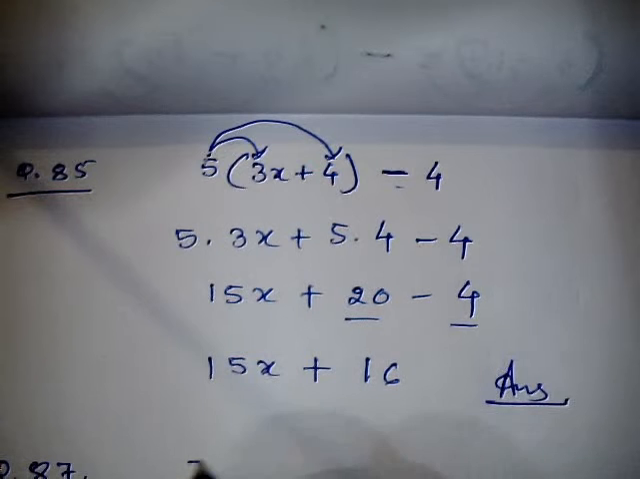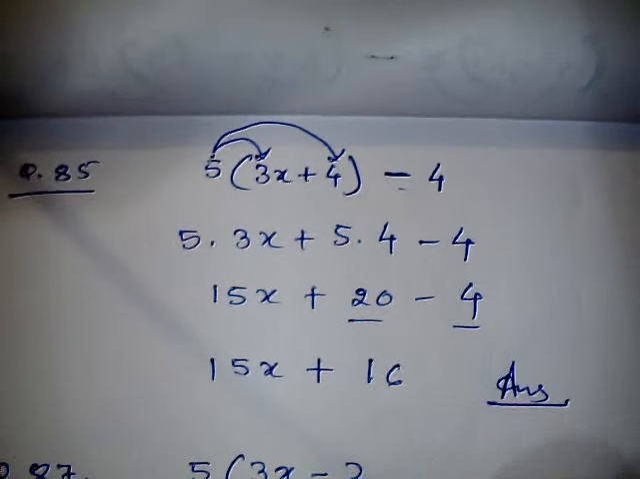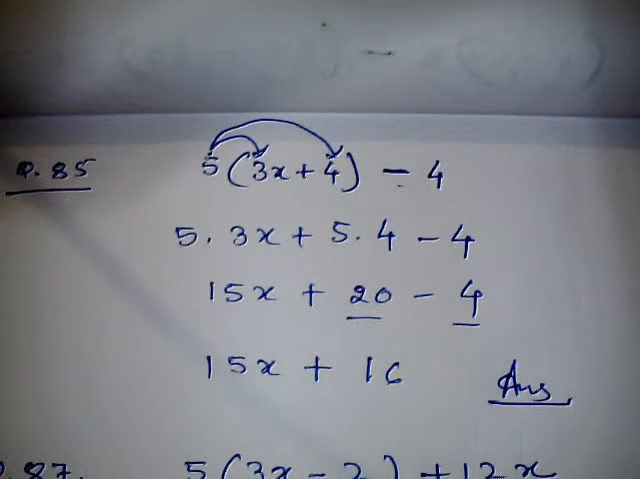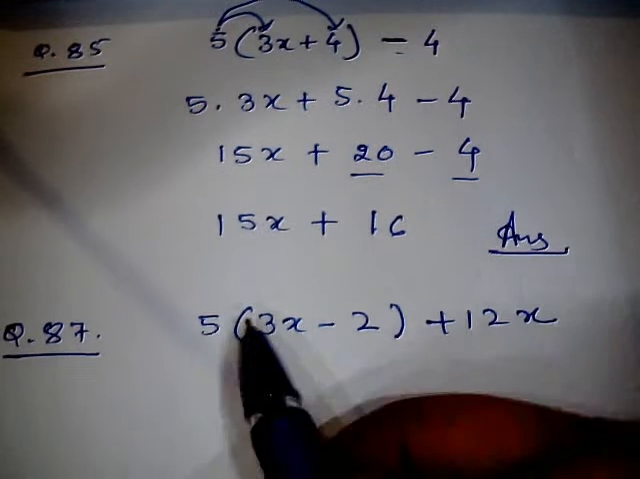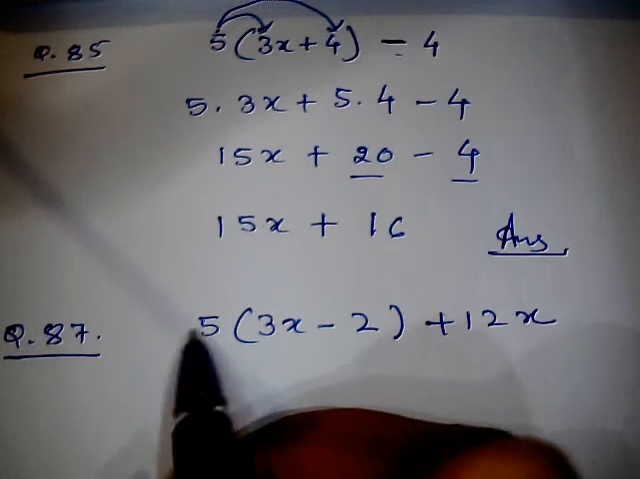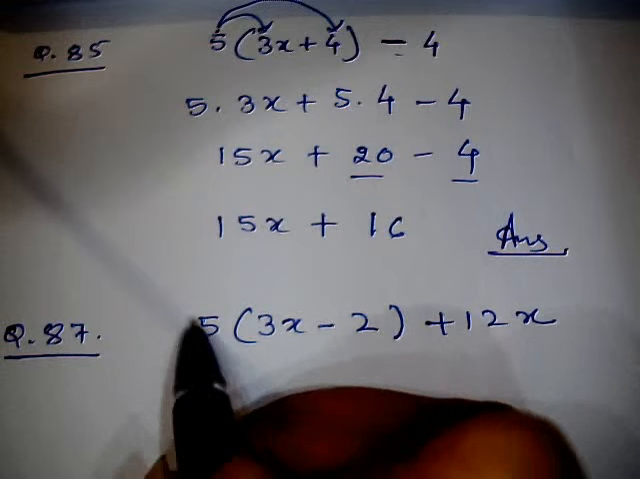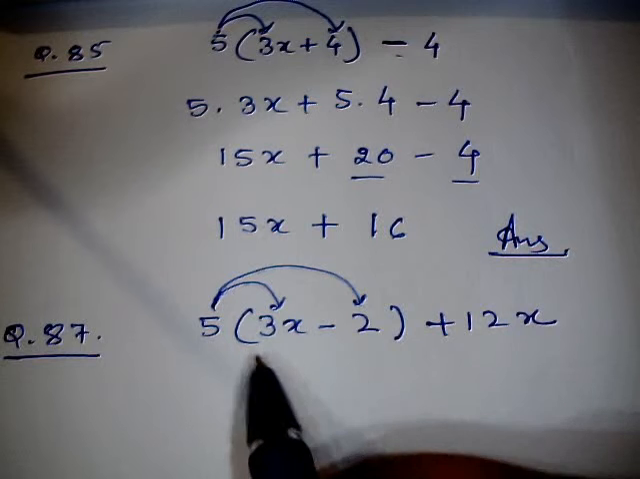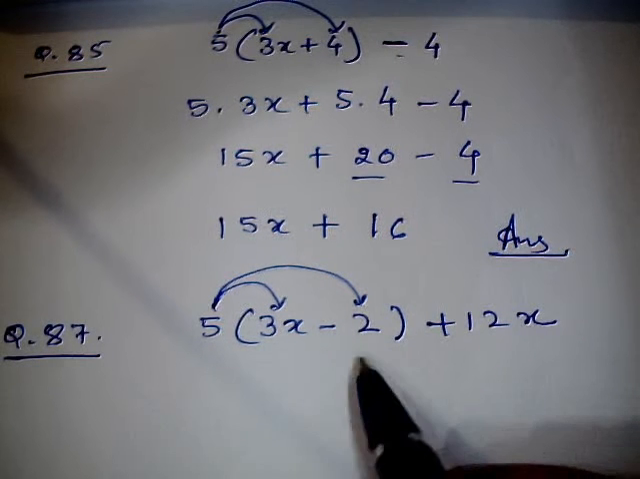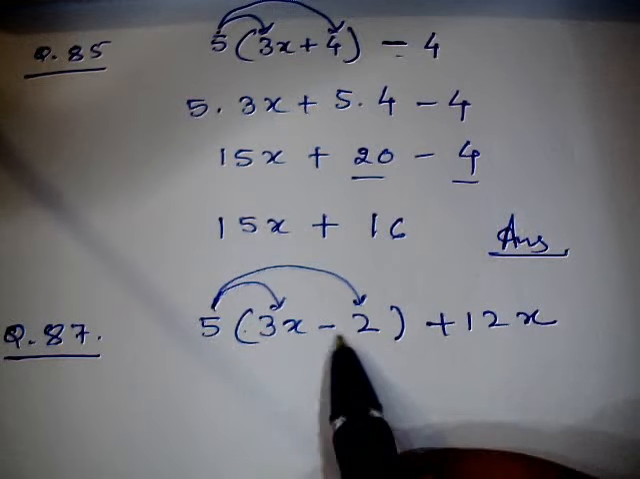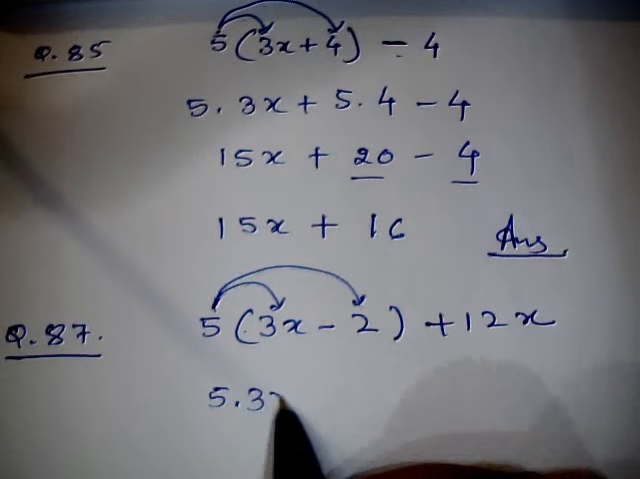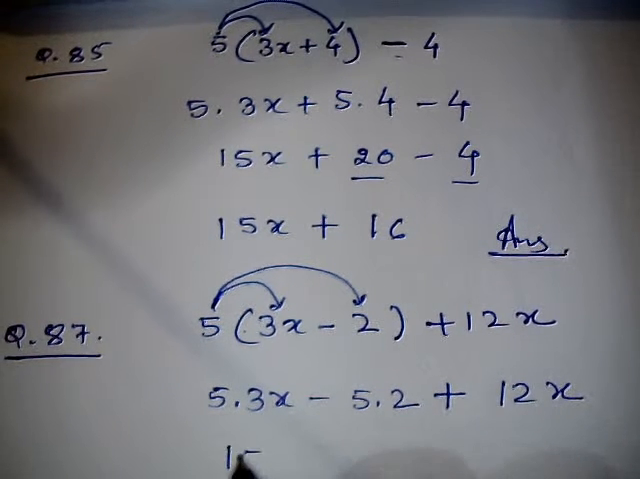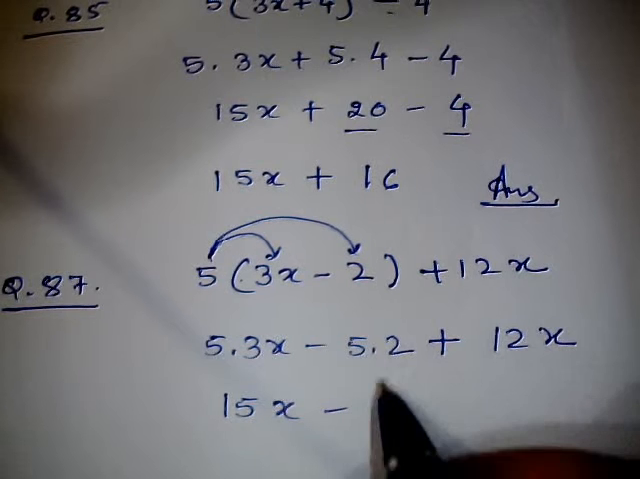87. The question is 5 times (3x minus 2) plus 12x. Okay, now in this question you can see this is a parenthesis and outside the parenthesis only the 5 is there, so it is a positive 5, and when you distribute a positive 5 inside the parenthesis terms, the sign will remain the same, the sign is not going to be changed. Like this 3x is positive so it stays positive, negative will stay negative. Okay, so 5 times 2, and 12x will remain the same. 5 times 3 is 15x, 5 times 2 is 10, plus 12x.